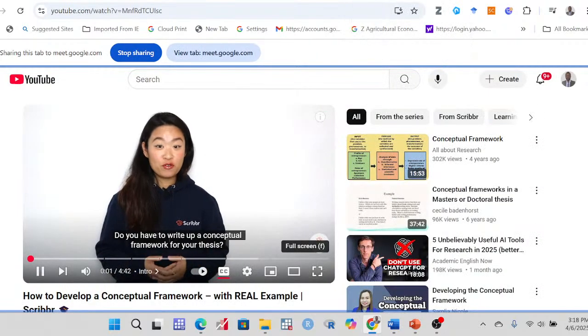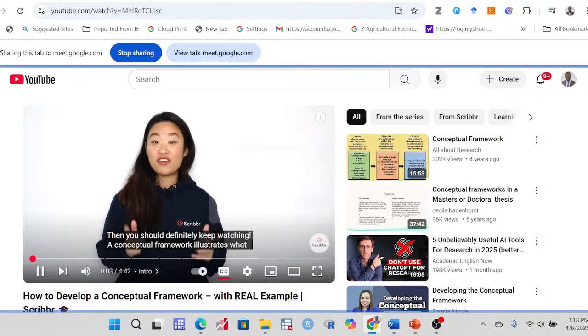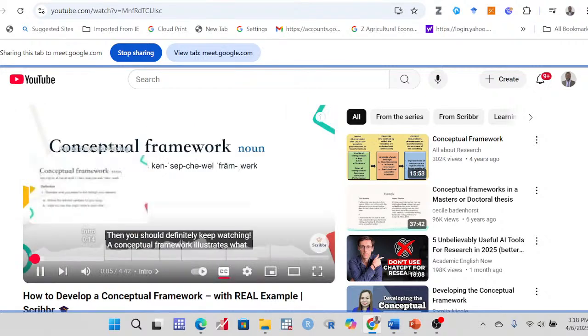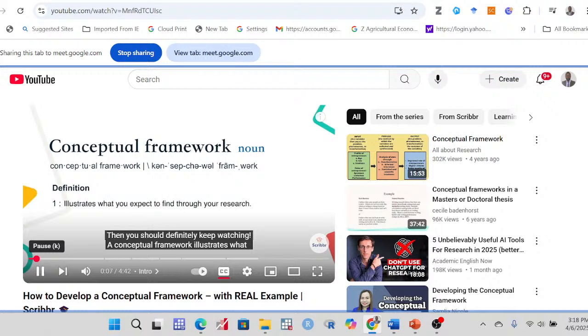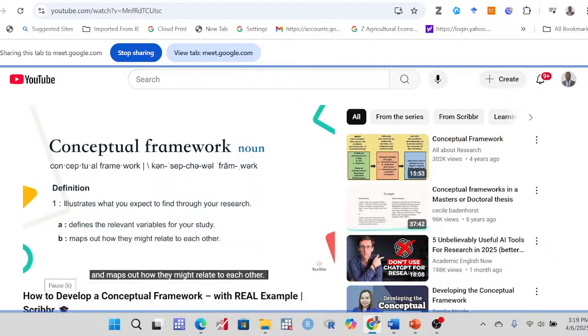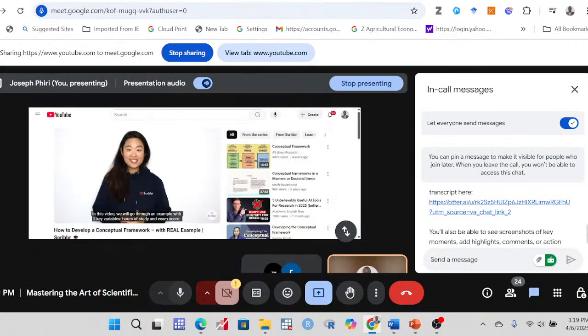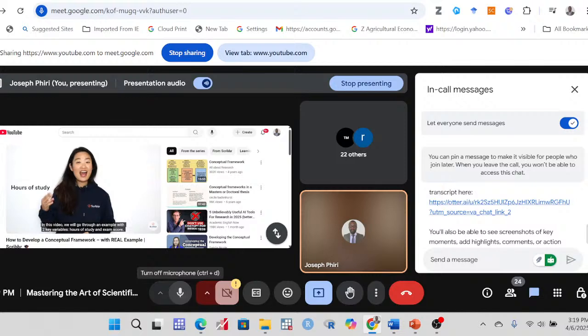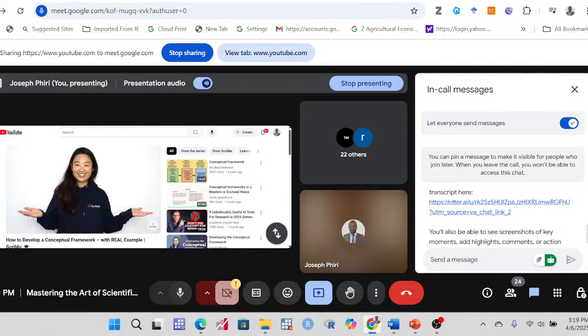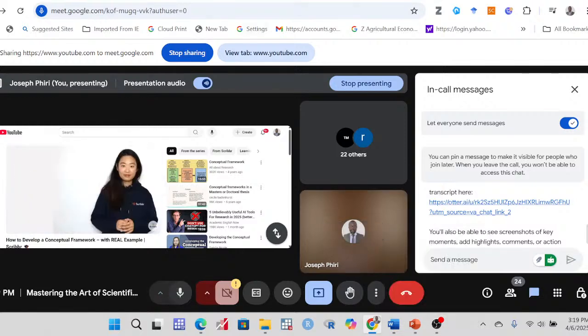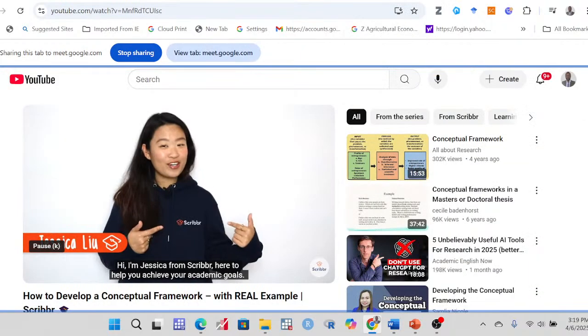Do you have to write up a conceptual framework for your thesis? Then you should definitely keep watching. A conceptual framework illustrates what you expect to find through your research. It defines the relevant variables for your study and how they relate to each other. In this video, we'll go through an example with 2 key variables: hours of study and exam score.